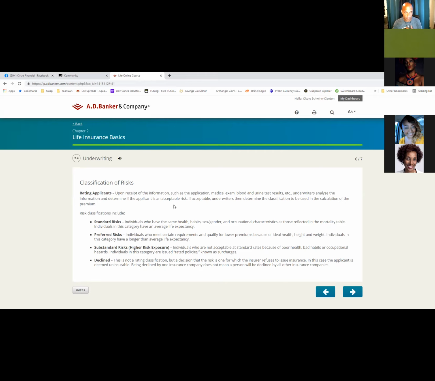And then to decline, this is not a rating classification, but a decision that the risk is one for which the insurer refuses to issue insurance. In this case, the applicant is deemed uninsurable. Being declined by one insurance company does not mean a person will be declined by all other insurance companies. Different companies have different qualifications.